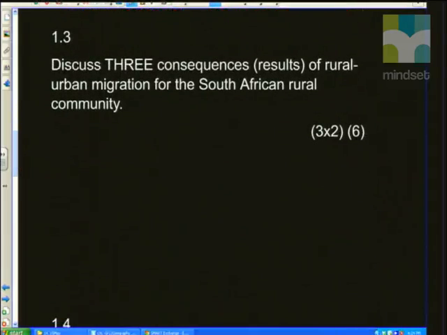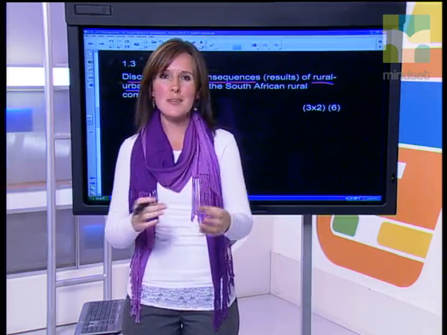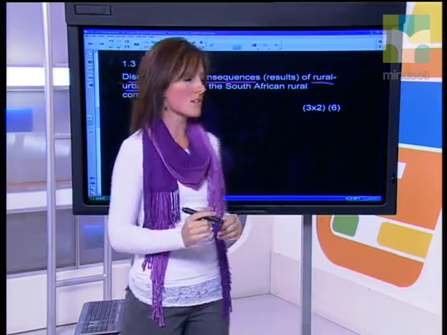Right, now we have to discuss 3 consequences or results of rural-urban migration for this rural community. So in your diagram that showed that cycle of rural decay, they've mentioned a few things like the old people get left behind, land becomes less productive. But when they say discuss the effects or results, you actually need to write a sentence to explain that you know what is meant by those terms. Okay, let's put a couple of things down.